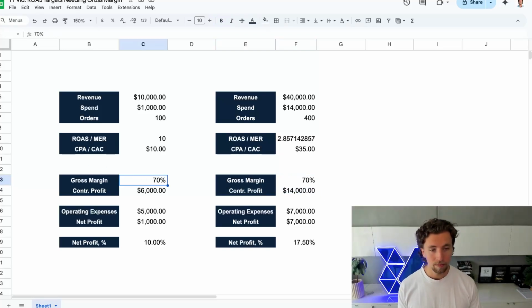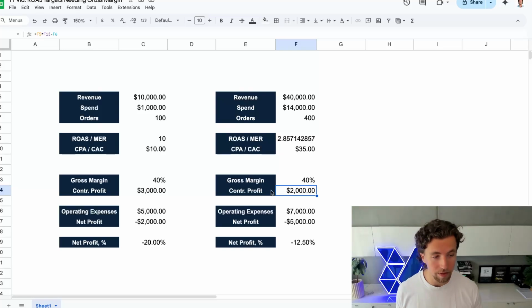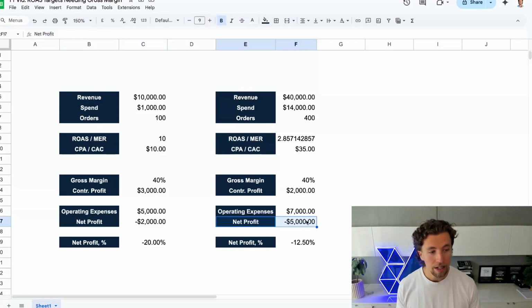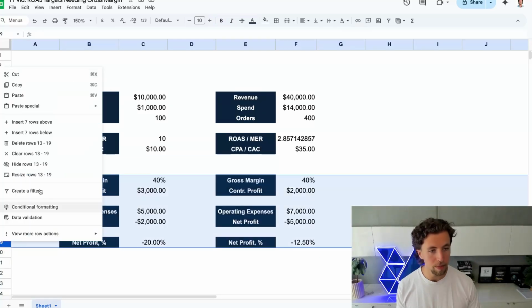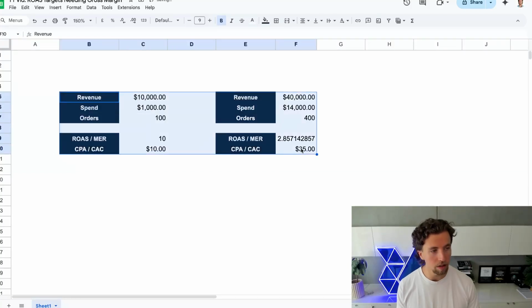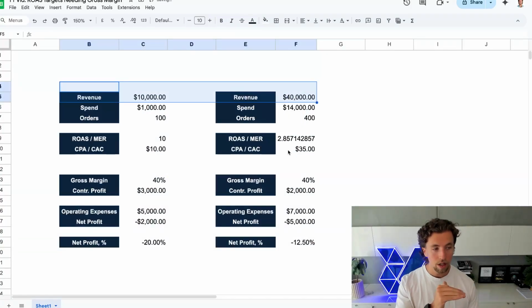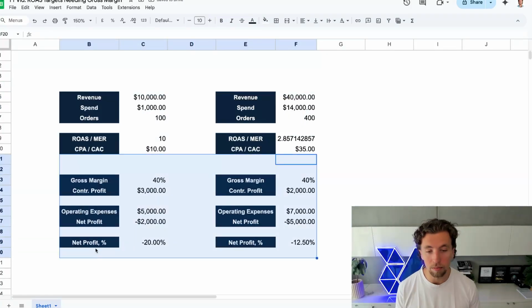Because, for example, if you were actually at 40% and not 70%, look what happens to these numbers. This business actually lost money now. They went from a business that was doing $3,000 in contribution profit to $2,000. Profit goes down by 50%. Net profit, they're actually losing money. Now they're losing 2.5x the amount of money, right? So because of not knowing gross margin here, exact same, all these metrics, exact same, right? Revenue's the same, spend's the same, orders are the same, ROAS and MER are the same. But because gross margin was 40% instead of 70%, this decision drove the business probably into bankruptcy.